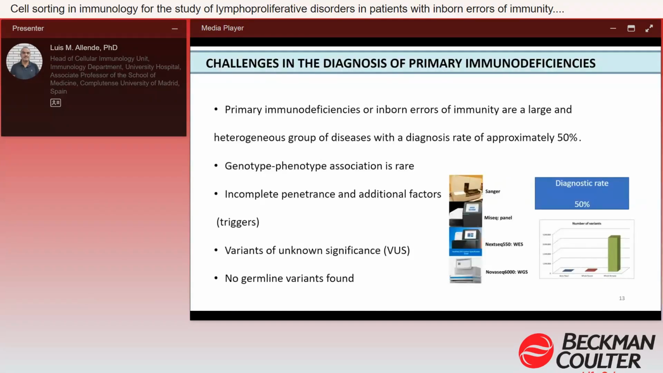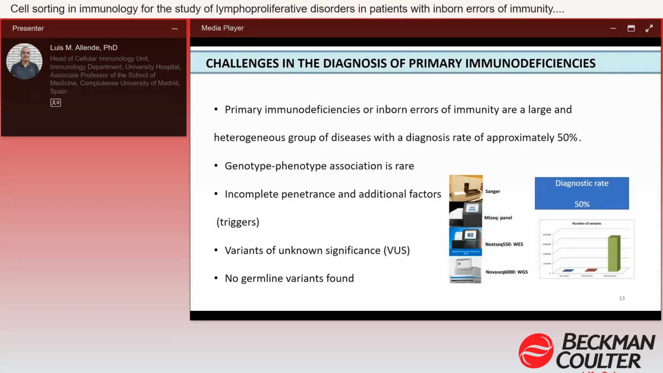Anyway, primary immunodeficiencies are a large and heterogeneous group of diseases with a diagnosis rate of approximately 50%. We can find several challenges in the diagnosis of primary immunodeficiencies. Clear phenotype-genotype associations are rare due to the heterogeneous and complicated clinical, immunological, and genetic nature of the disease. The heterogeneous presentations in terms of age of onset, severity of disease, and penetrance suggest that other mechanisms, such as somatic variants and epigenetics, may play a crucial role in driving the disease.